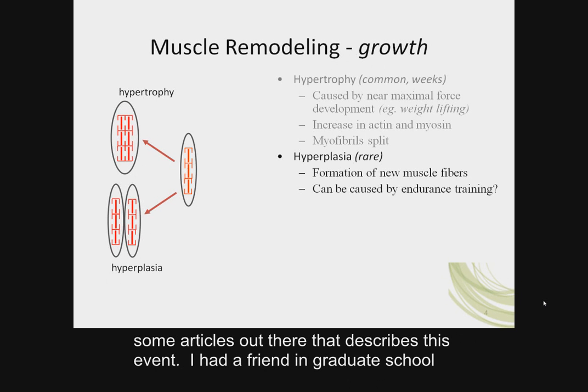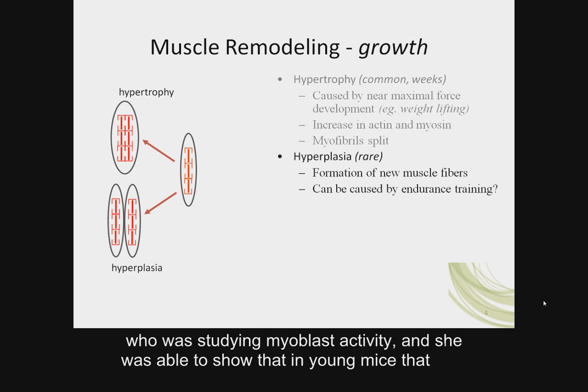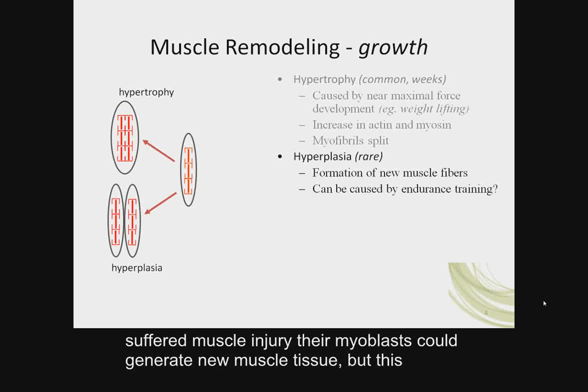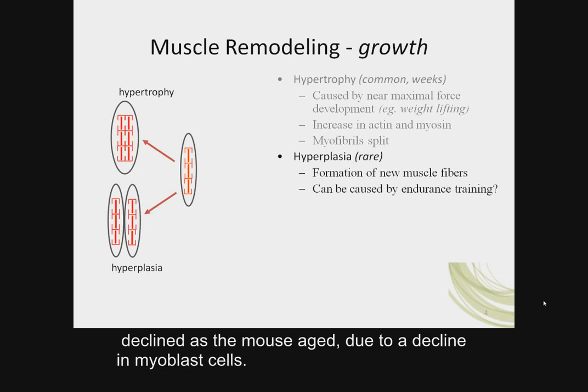I had a friend in graduate school who was studying myoblast activity, and she was able to show that in young mice that suffered muscle injury, their myoblasts could generate new muscle tissue, but this declined as the mouse aged, due to a decline in myoblast cells.